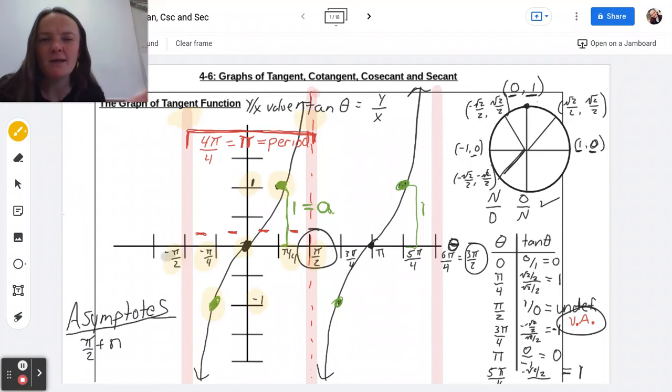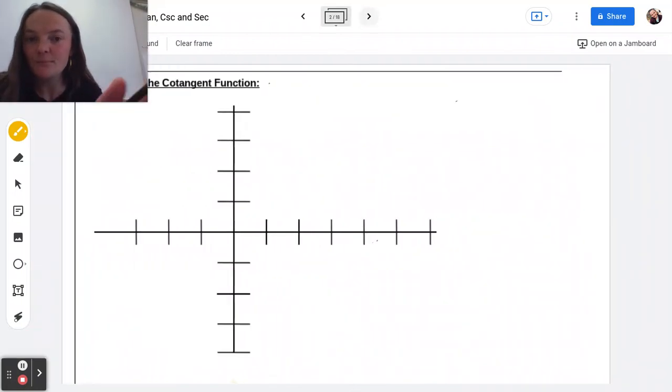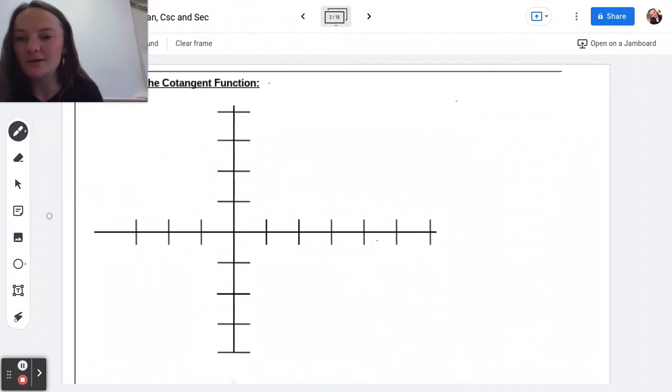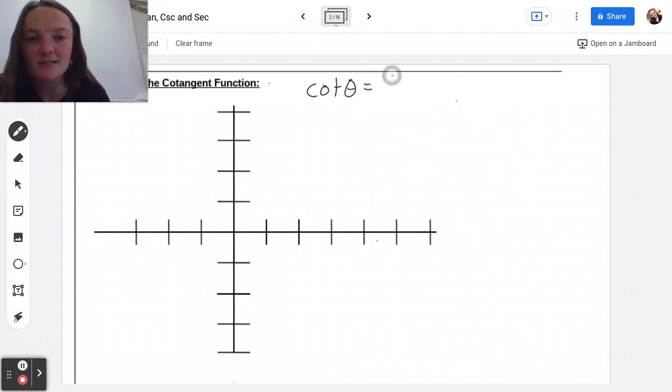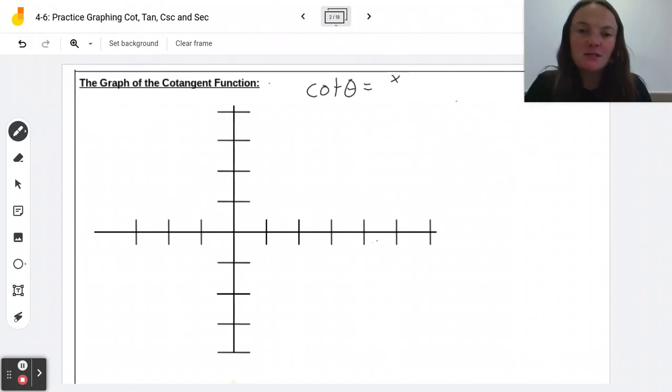Okay, so let's go ahead and talk next about the reciprocal of tangent, cotangent. Cotangent is going to work a lot similarly to this, so we're going to try to expedite the process just a little bit. We'll still make our table, but we'll just go a little bit faster. Remember that cotangent of theta is equal to the reciprocal of tangent. So instead of y over x, it's going to be x over y. Using our little xy table, we're going to go a little bit quicker this time.